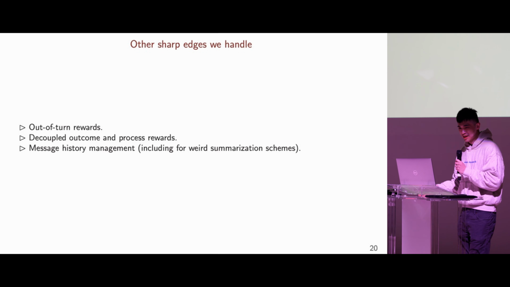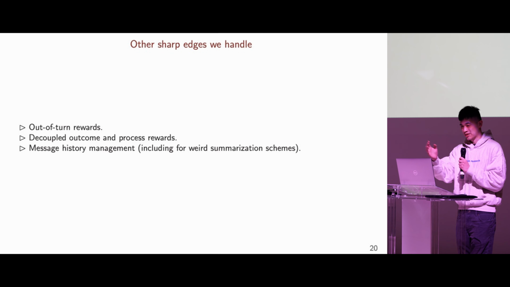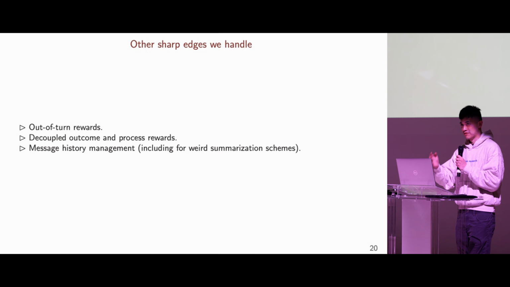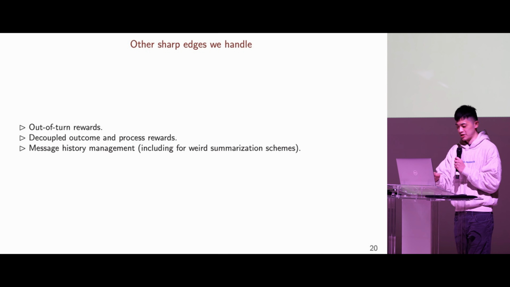Some other sharp edges we handle. Sometimes you're making assists, like you pass to your friend and they make the goal, and then both of you should get the reward. You should get the reward for the assist, and they should get the reward for the goal. So we handle that. You can decouple outcome and process rewards. So if you score a buzzer beater, that player will get the reward for the basket, and then the whole team that won will get the reward for winning.